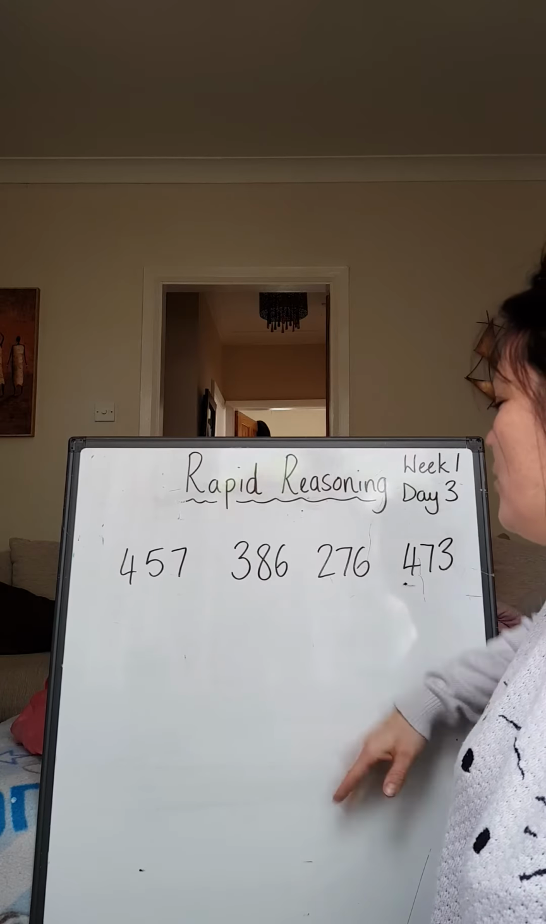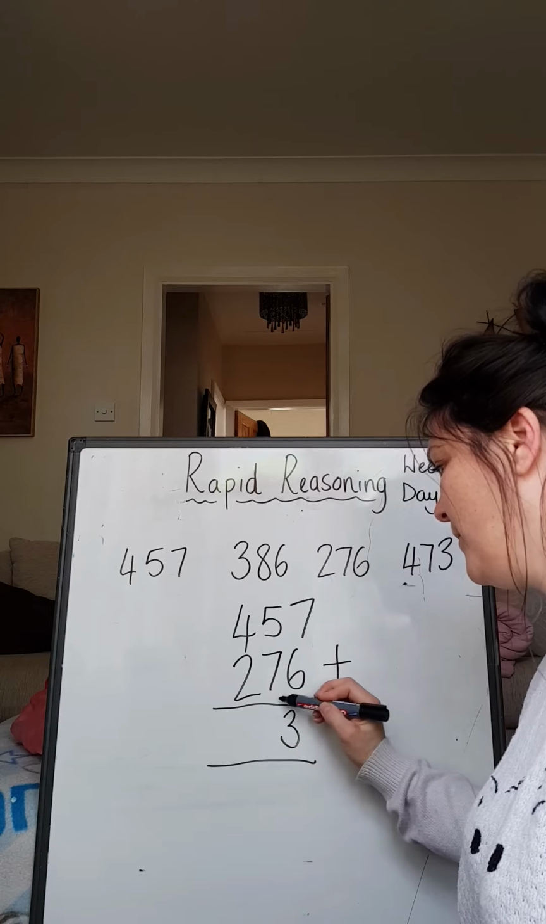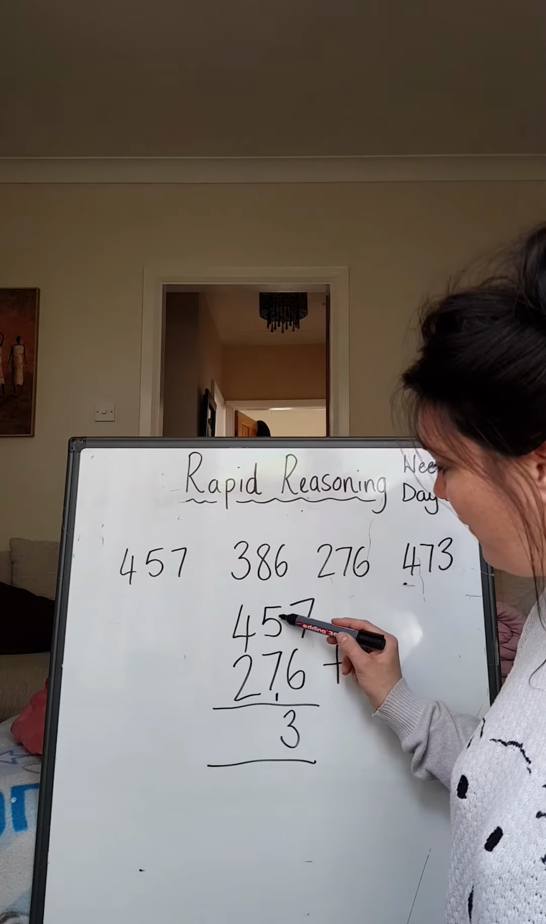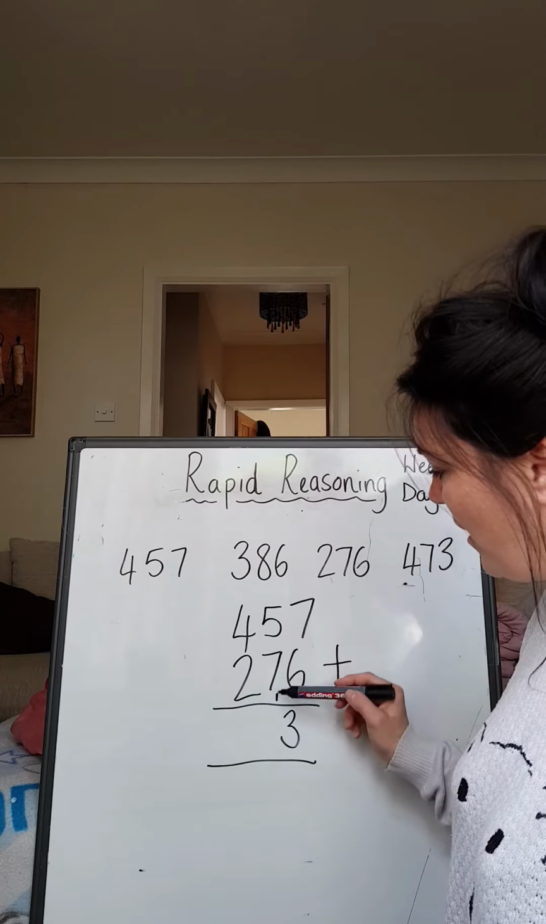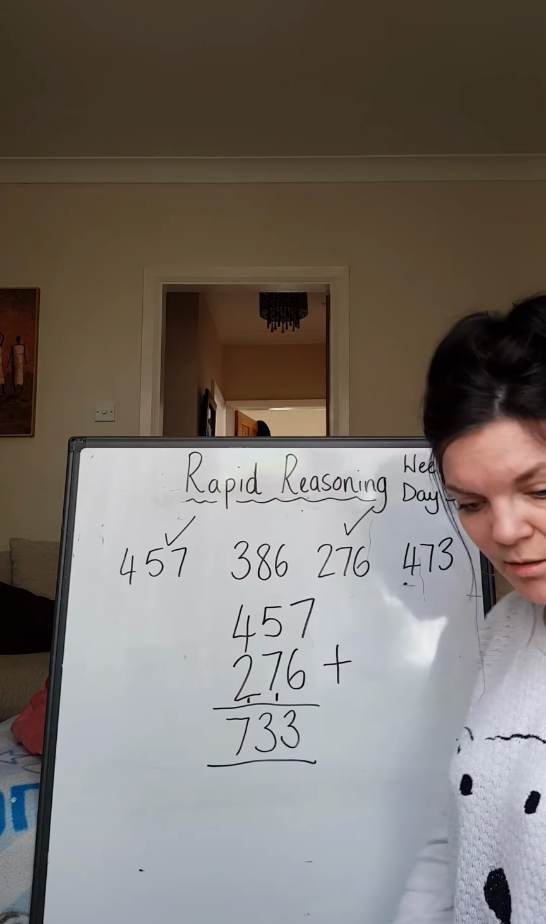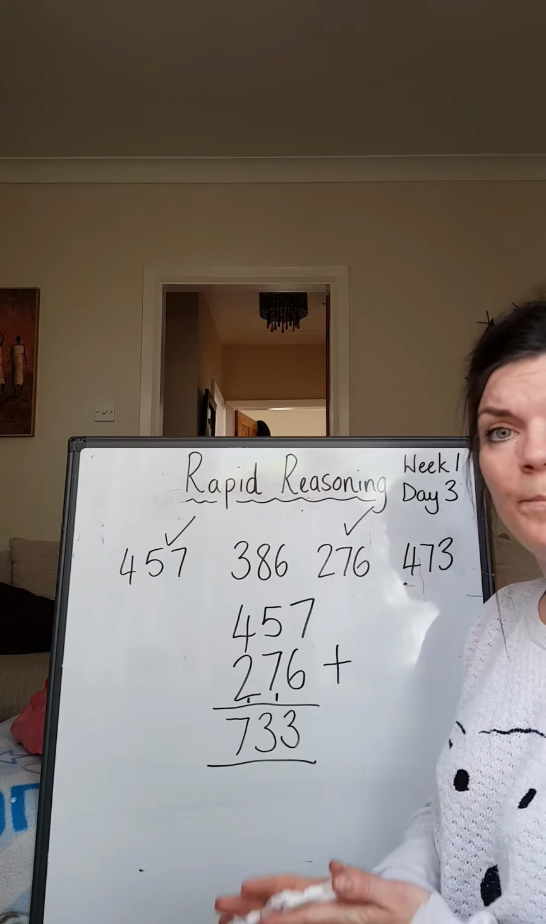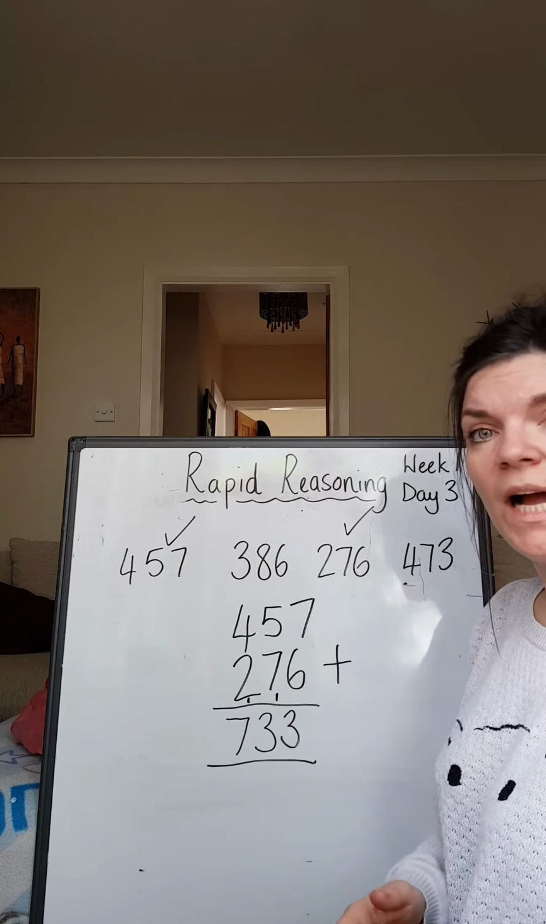Let's work it out. 7 add 6, 13. Looking good. 7 add 5 is 12. Add the 1 is 3. So that's 13 again. 3 in the box, 1 on the doorstep. 4, 5, 6, 7. The answer is 733. So the 2 numbers I want to add together using my maths brain, and not very much column addition at all, actually, once I'd used my maths brain, is 457 and 276.